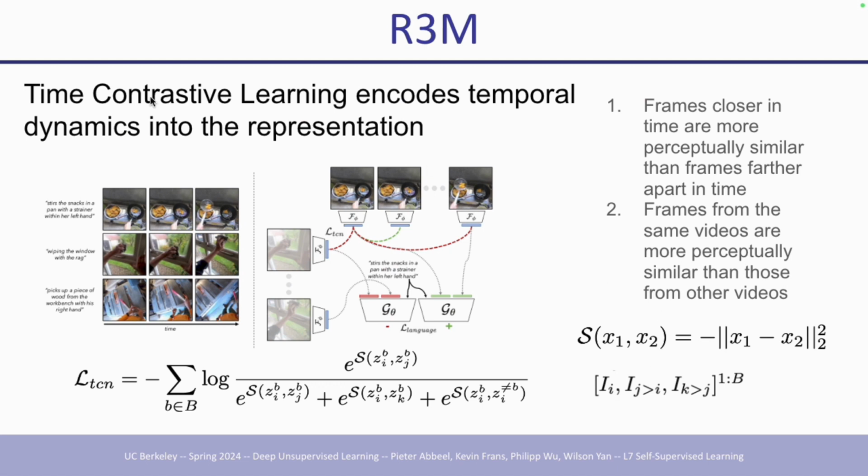So again, we're going to apply this idea of contrastive learning, but in a slightly different way. What they're doing over here is time contrastive learning, and they're encoding temporal dynamics into the representation. You don't have to look into the loss too closely, I'll just explain the intuition, but effectively we want frames that are closer together to have representations that are close to each other. So we want this to be a positive pair, and we want some frame that's very far away from our anchor to be a negative pair. And that's effectively how they decide what's a positive and what's a negative pair.